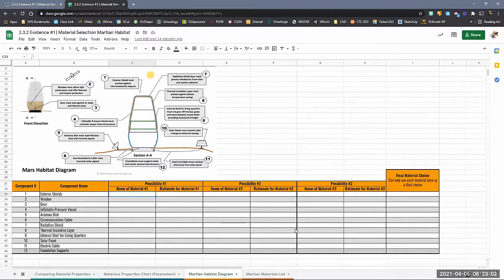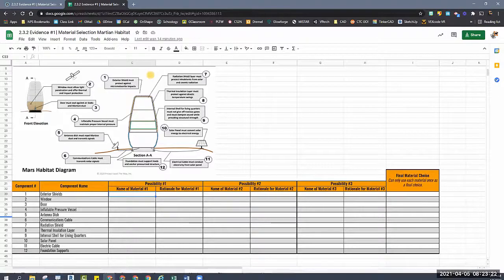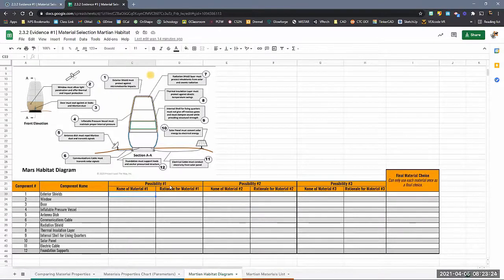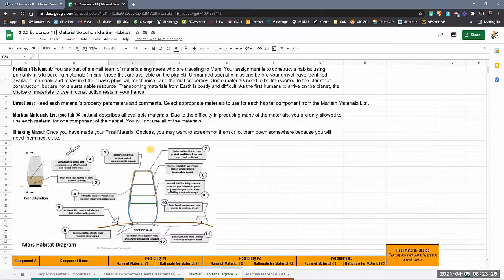The way I would personally recommend doing this is to go through the three possibilities first for all of them. Then as you go through them, you're going to choose one. That way, if you used one for the exterior shields, for example, then you need to use a different material for the windows, for the doors, and so forth. Okay, any questions on your assignment here?